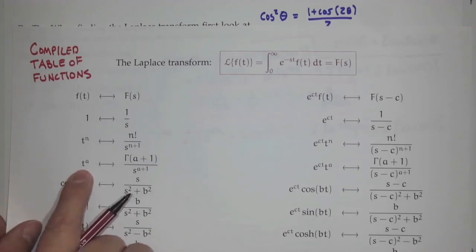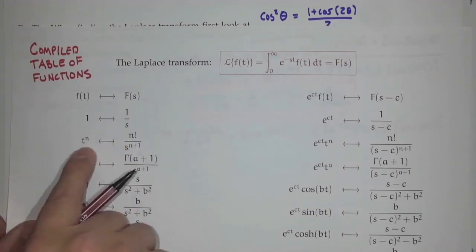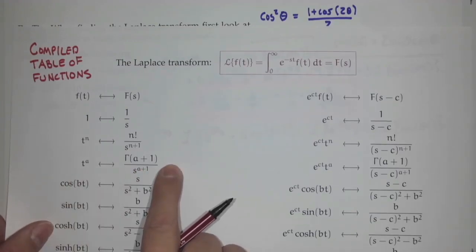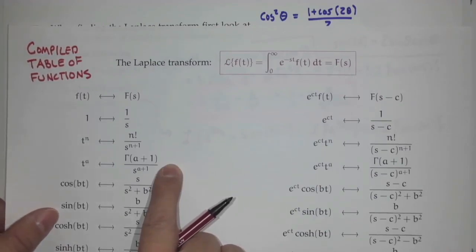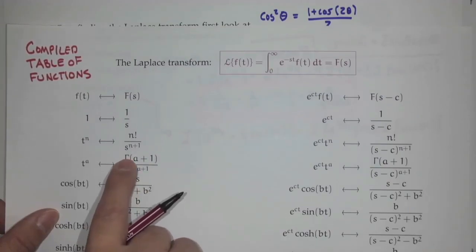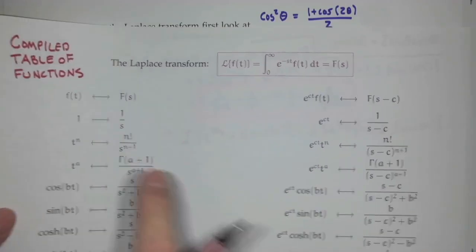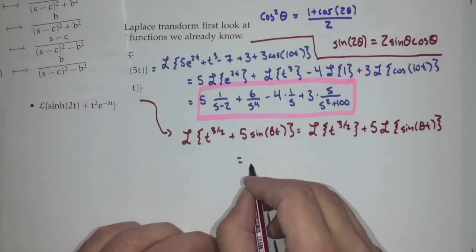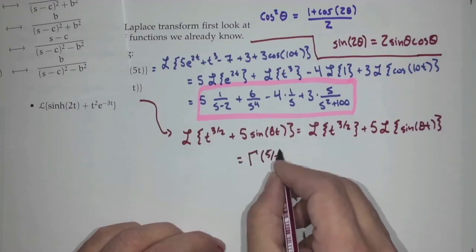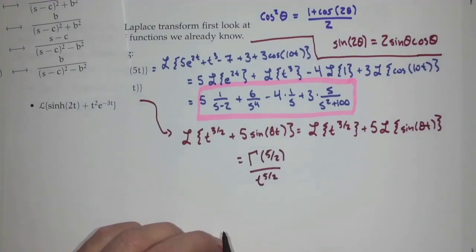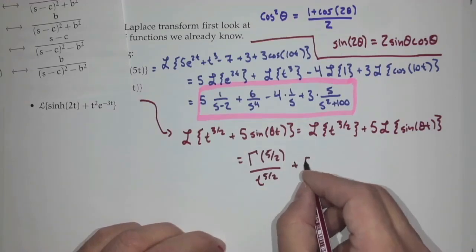So if we pull up our list, what does that become? So t to the 3 halves, it's not a whole number. So n factorial is when it's a whole number. So it's t to the a, so a is 3 halves. So it'll become what? Okay, gamma. Some of you are probably thinking upside down L, maybe? So yeah, this is the gamma. So it'd be gamma of 5 halves over s to the 5 halves, plus 5.